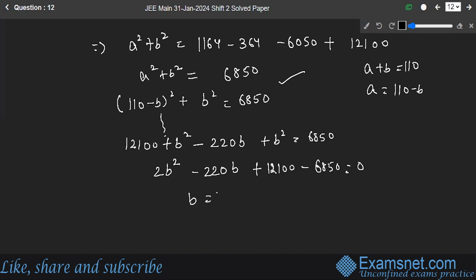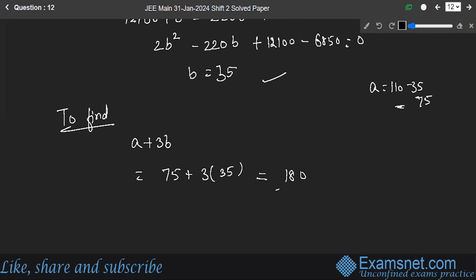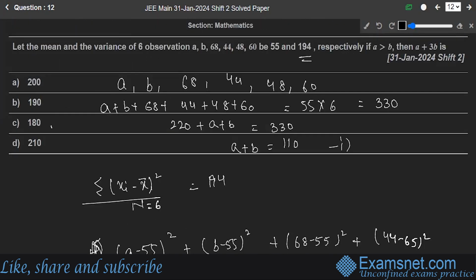You will get the value of b as 35 on solving, and for b equal to 35, you will get a as 75. Okay, so you got the values for a and b. You had to find out a plus 3b. That's 75 plus 105, which makes it 180, the right answer to the question. Option C. Hope you're clear with this. Let's move to the next.